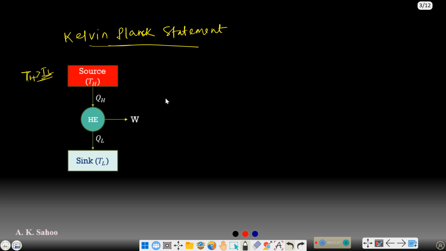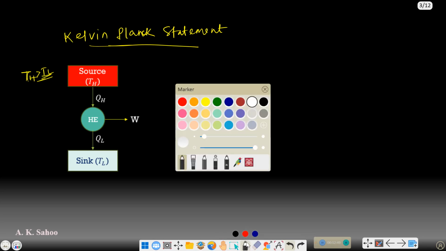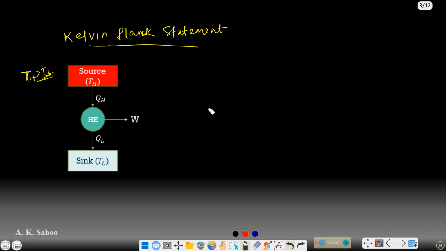Now, if I am preparing an engine or any device which will produce work, in that case I must use two reservoirs. One will be the source, from where I get the heat, and one will be the sink, to which I reject some amount of heat. That simply means if I want to extract W amount of work from QH amount of heat, I can never convert the total amount of heat into work. There must be some rejection of heat. I hope it is understandable.